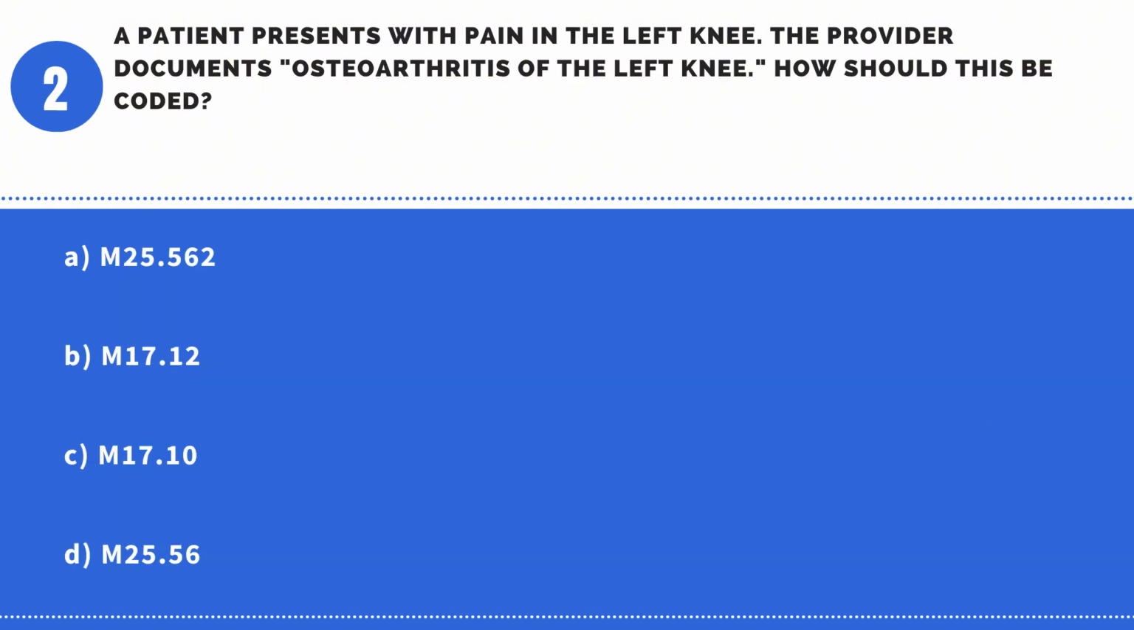Question 2. A patient presents with pain in the left knee. The provider documents osteoarthritis of the left knee. How should this be coded? A. M25.562. B. M17.12. C. M17.10. D. M25.56.